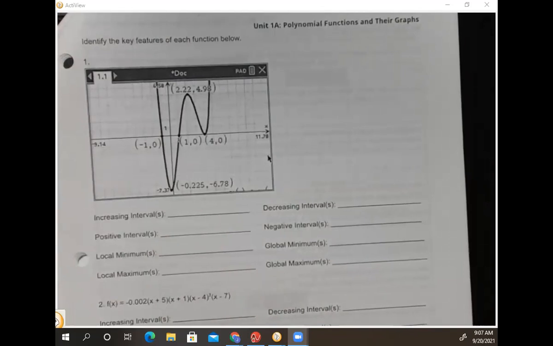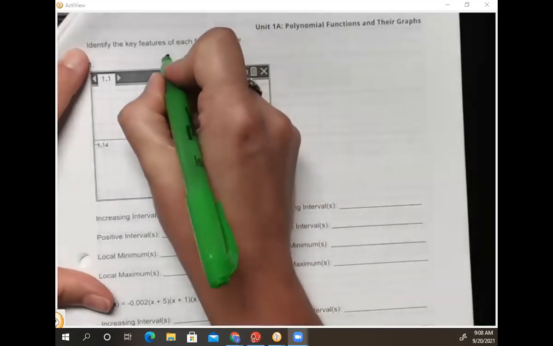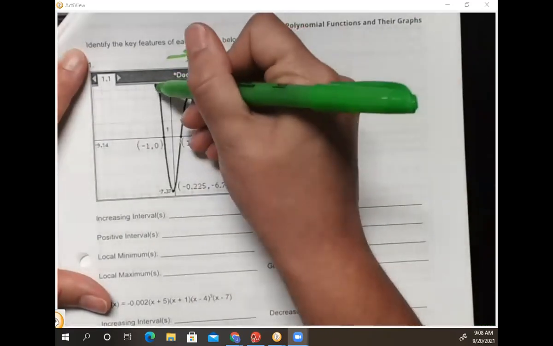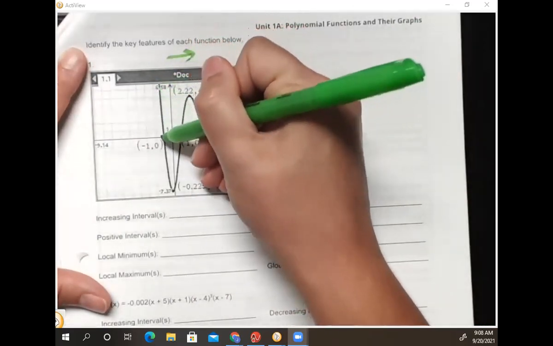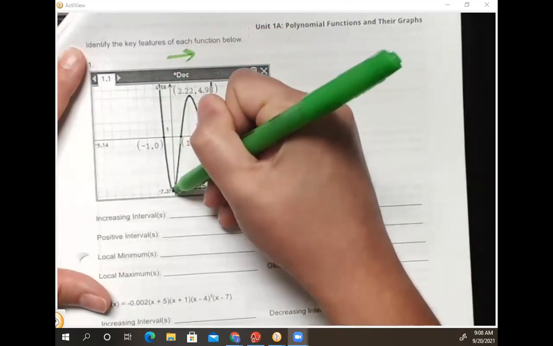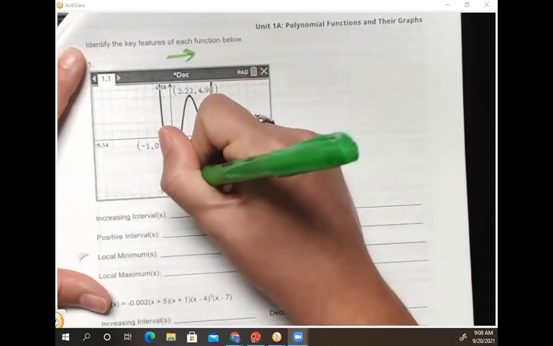Remember, increasing is when I read my graph from left to right, my y value is increasing. So if I were to trace my graph, my pencil would be going up across my paper. So I'm going to start with increasing intervals. I like to color coordinate my graphs for these problems. You can if you want, but you don't have to. Increasing. Remember, we read graphs from left to right. So as I start reading this graph, I'm not increasing, I'm decreasing until I get to here. Here, I start increasing.